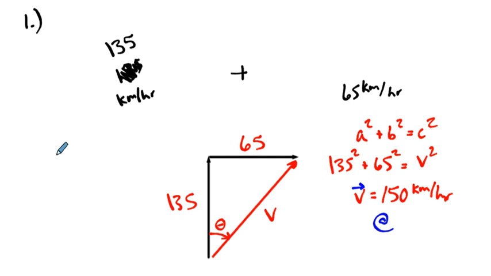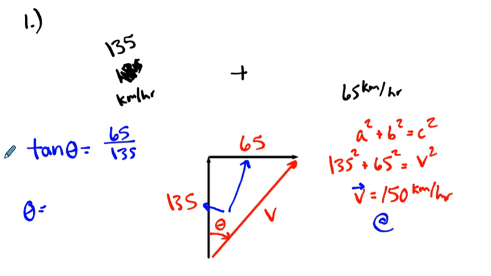So how do we find that angle? We're going to use trigonometry. We're going to use 65 and 135. This 65 is opposite to the angle. This 135 is adjacent to the angle. So we can use the tangent function, which says that the tangent of an angle is equal to the length of the opposite side over the length of the adjacent side. And the opposite of tangent is inverse tangent, so we have to do that to both sides. We get inverse tangent of 65 over 135.